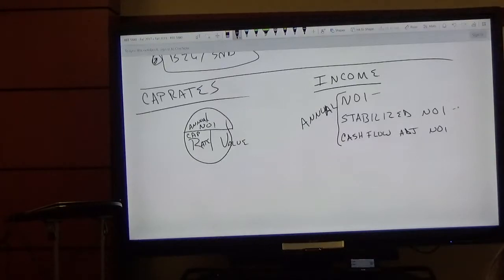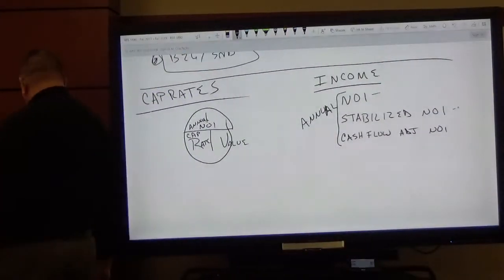Because they're not normal operating expenses. That's not what we're subtracting out. What we're subtracting out are things like capital expenditures and reserves, okay? Because those are not deemed to be operating expenses. Okay, does that make sense, everybody? Yes or no? All right.